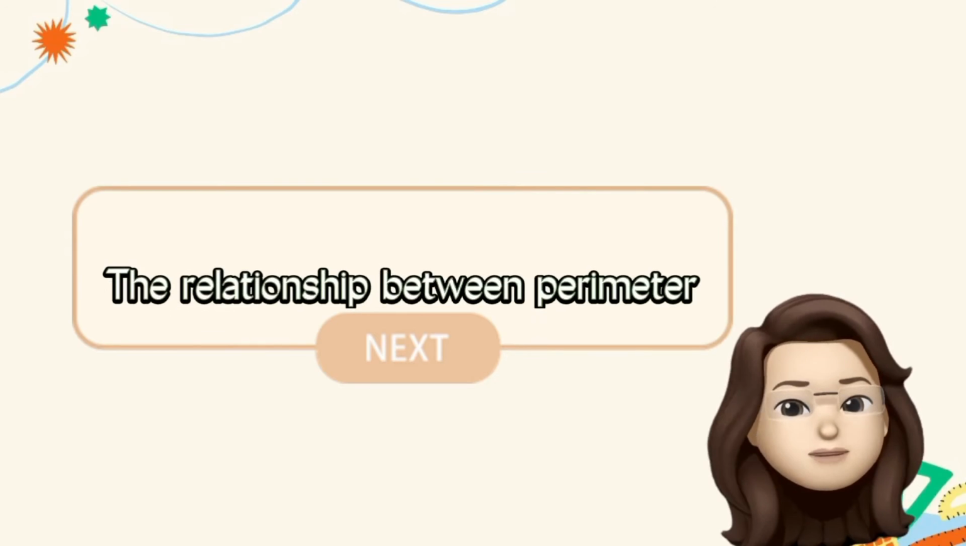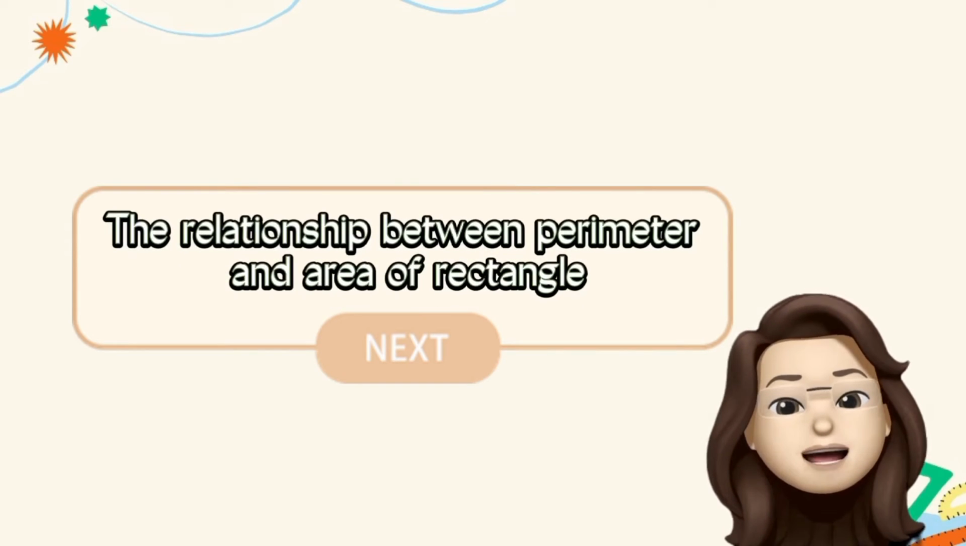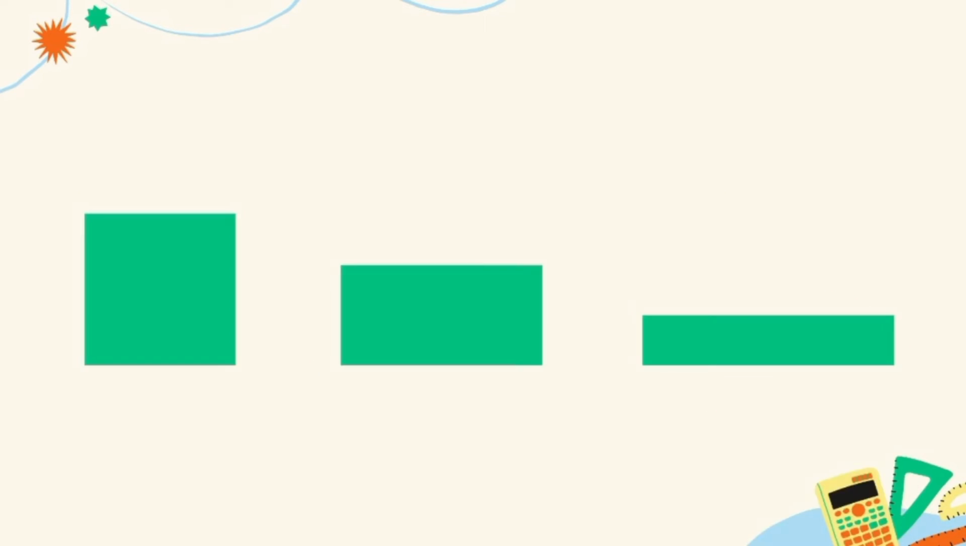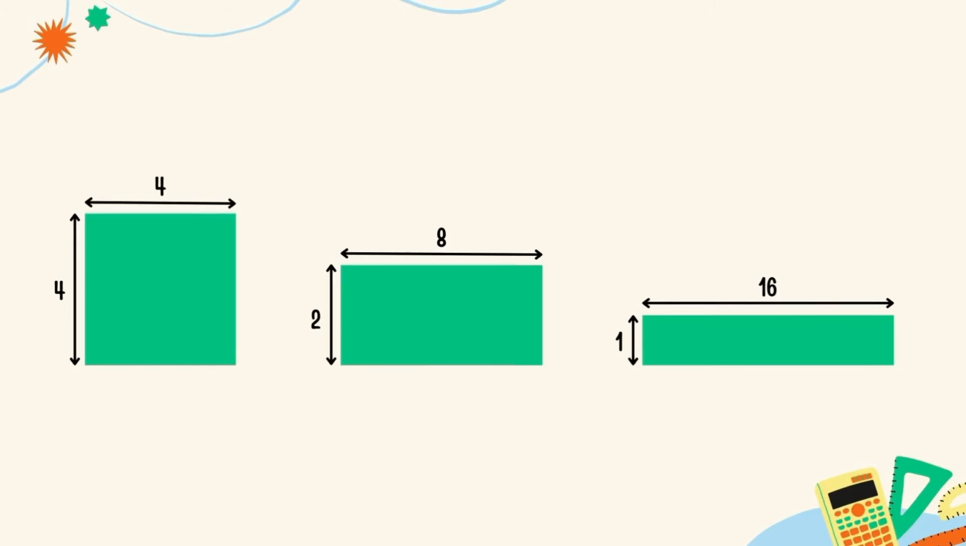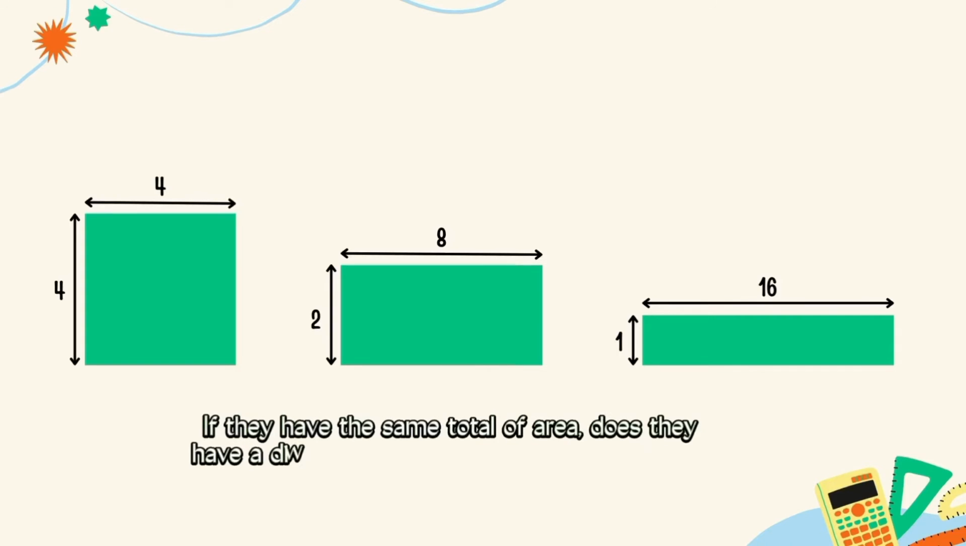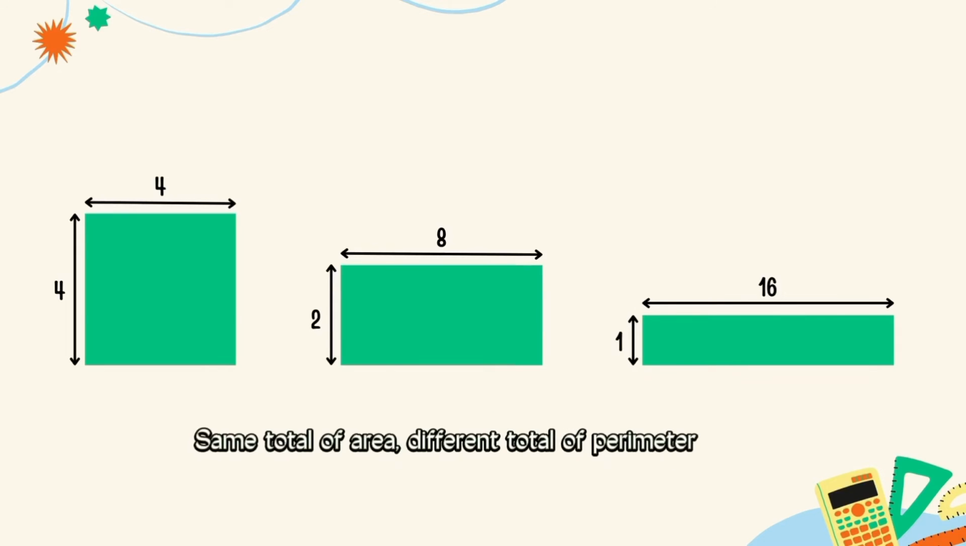Let's start with learning the relationship between the area and perimeter of a rectangle. As you can see on your screen, we have three different sizes of rectangle. One is a square which has the same sides, and the other two are rectangles with different measurements of width and length. If all these different-sized rectangles have the same total area, do they have the different or the same total perimeter? Yes, they have different total perimeters.